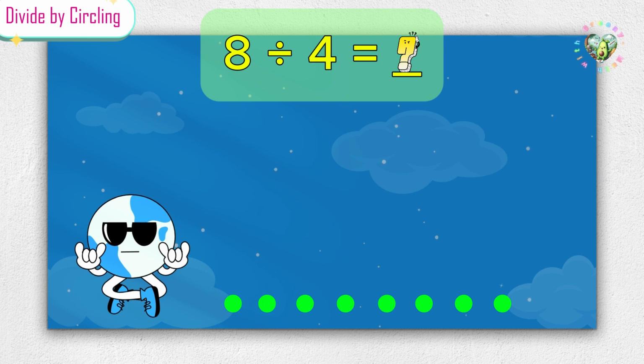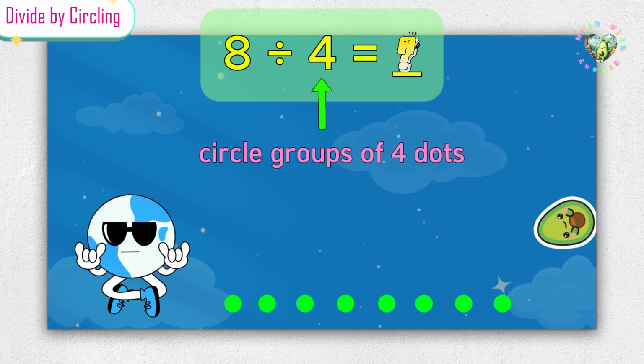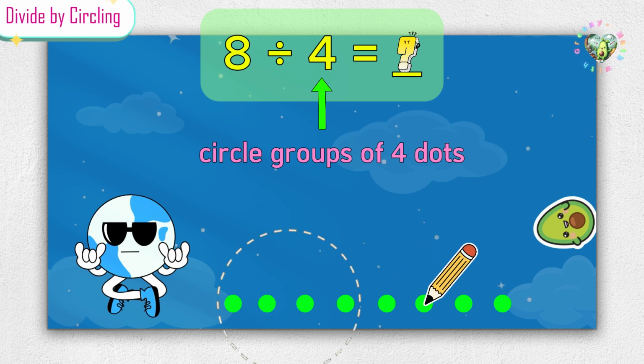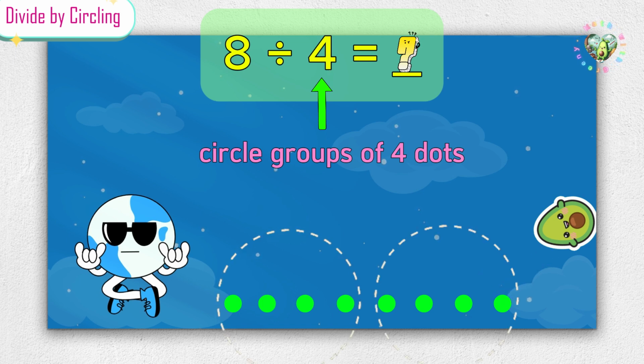What's next? Now, we look at the second number, which is 4. That means we're going to circle groups of 4 dots. Got it. I'll help circle. 1, 2, 3, 4. Circle. 1, 2, 3, 4. Circle.